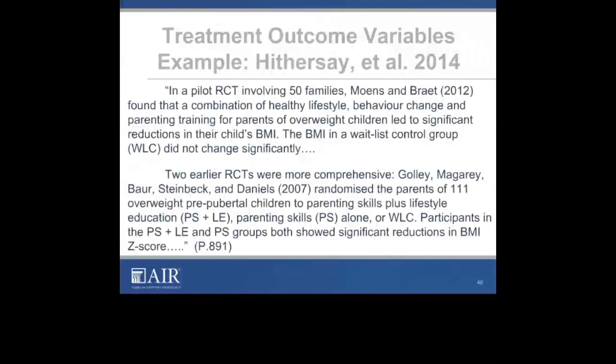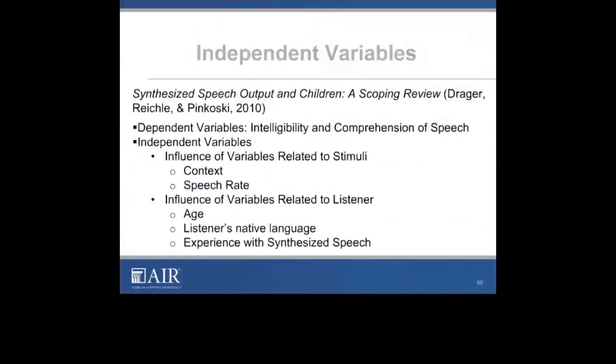Basically pointing to individual studies and the similarities or commonalities that are reflected in the studies under those treatment outcome variables or categories. So, okay. Another one would be independent variables.